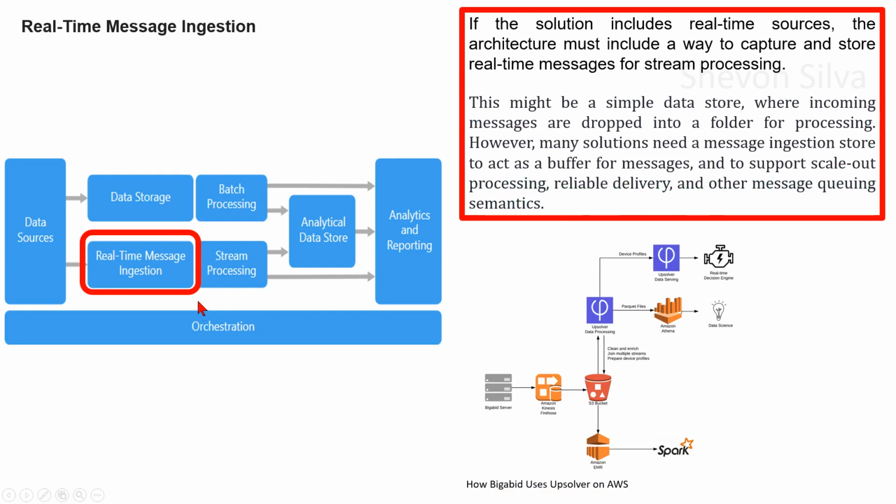Real-time message ingestion. If the solution includes real-time sources, the architecture must include a way to capture and store real-time messages for stream processing. This might be a simple data store where incoming messages are dropped into a folder for processing. However, many solutions need the message ingestion store to act as a buffer for messages and to support scale-out processing, reliable delivery, and other message queuing semantics.